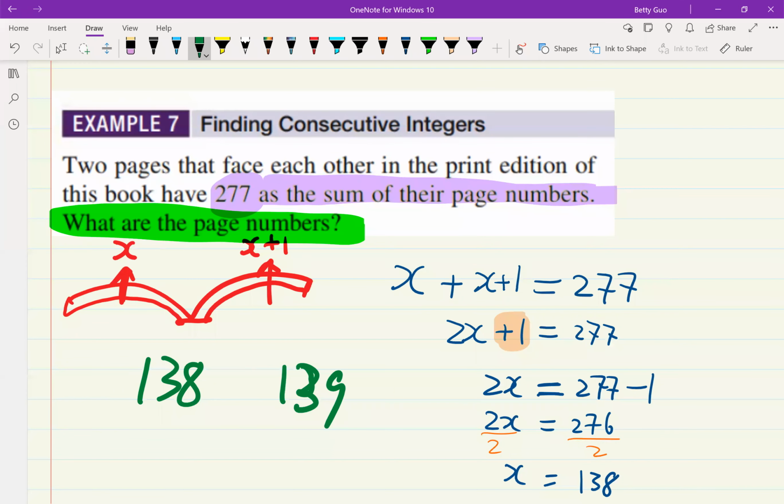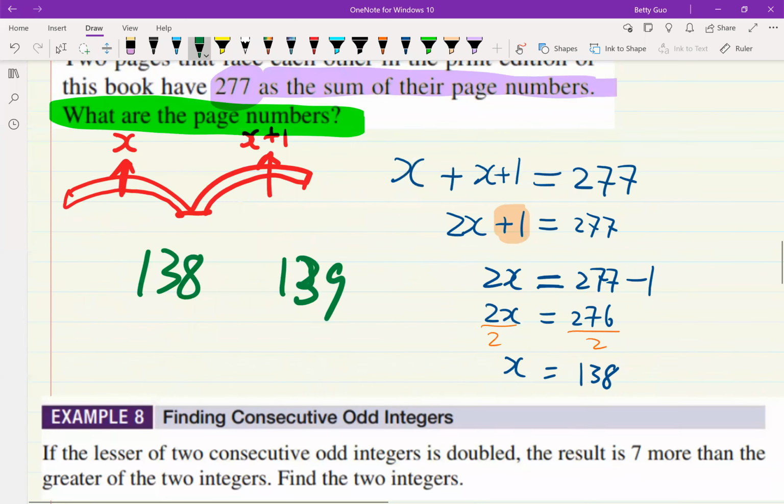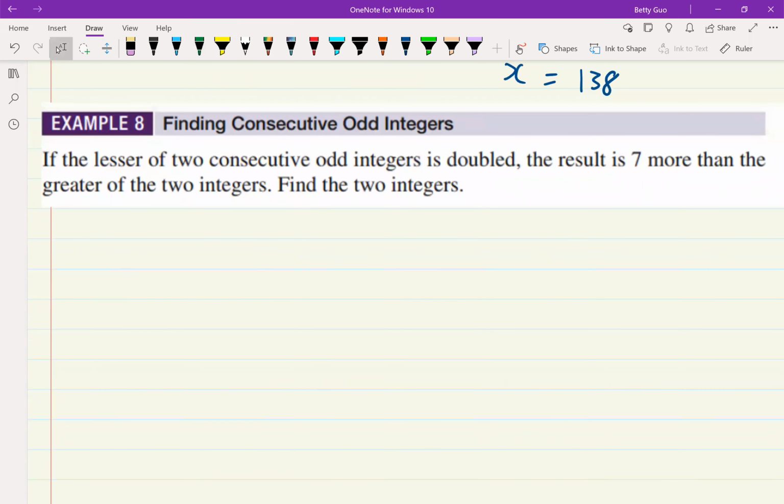Any question about this problem? Okay, next one. Finding consecutive odd integers. Let's see. If the lesser of 2 consecutive odd integers, yeah, this is a number problem. The lesser of 2 consecutive odd integers. We need to take time to understand what that means.